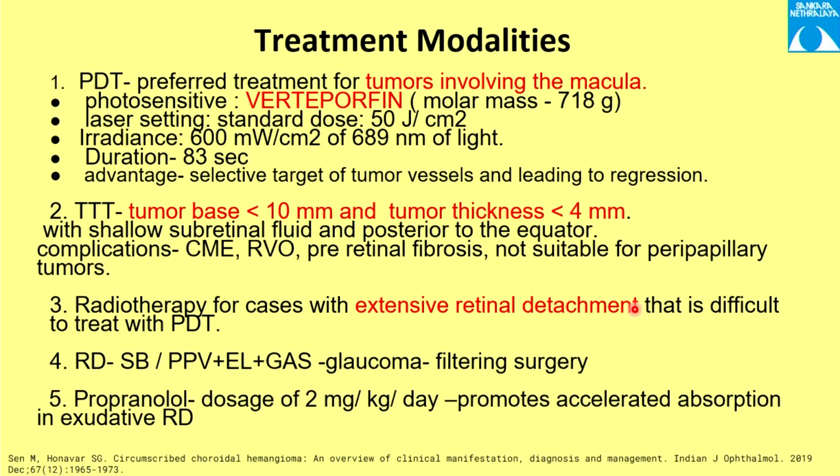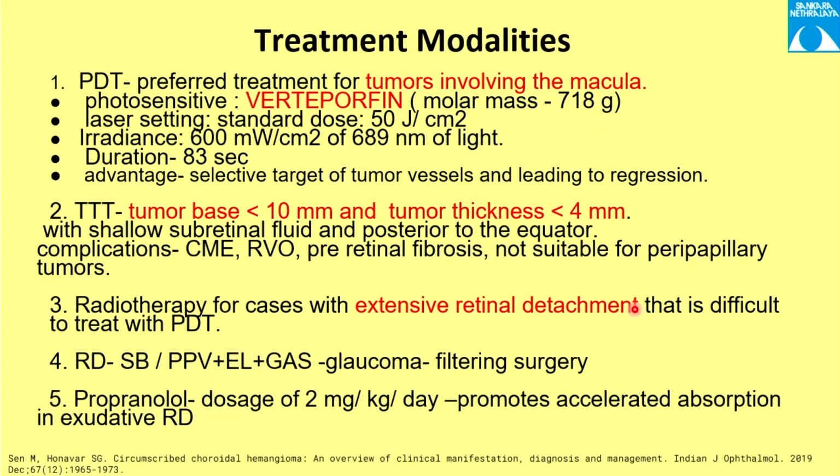Transpupillary therapy has also been advocated for tumor bases less than 10 mm and a thickness of less than 4 mm. The complications are you can develop cystoid macular edema or pre-retinal fibrosis, and these are not suitable for peripapillary tumors. Radiotherapy is done for cases where they have extensive retinal detachments, which is usually difficult to treat with PDT.